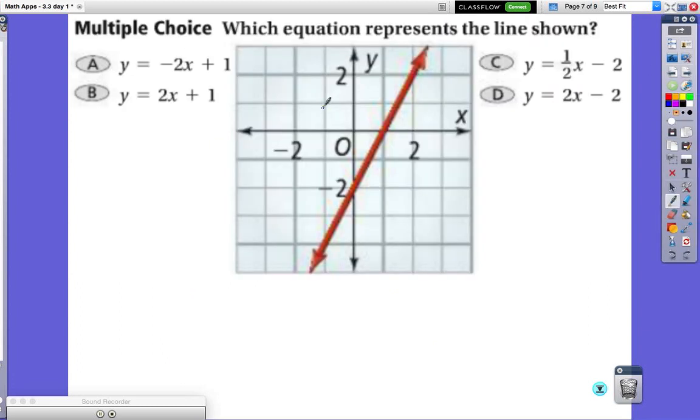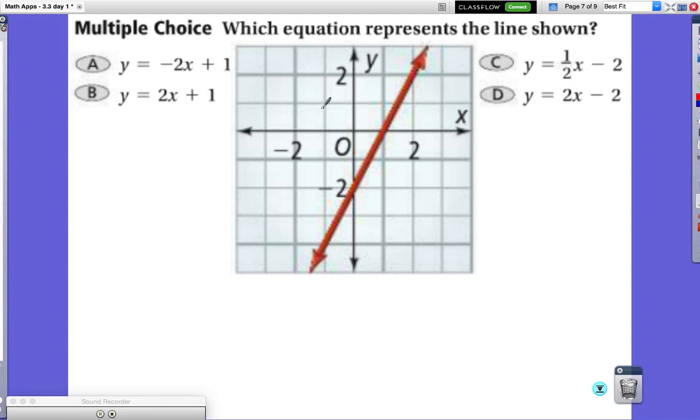All right, when we look at a graph, we want to find the equation. This one is multiple choice, right? Not many of them on your assignment will be like this. You have to write them on your own. So let's go through the whole process. y equals mx plus b.